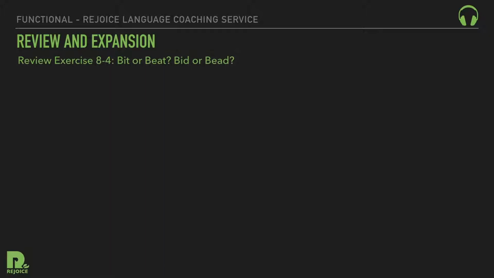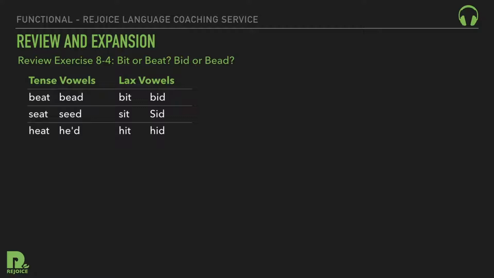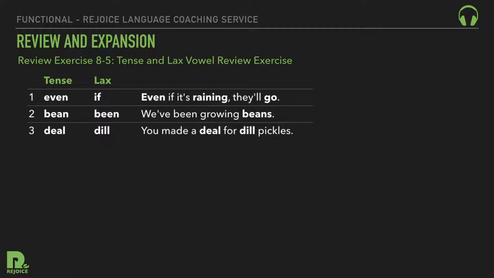Review exercise 4. Bit or beat, bid or bead. Beat, bead, bit, bid. Seat, seed, sit, sid. Heat, heed, hit, hid. Review exercise 8-5, tense and lax vowel exercise. Even, if. Even if it's raining, they'll go. Bean, been. We've been growing beans. Deal, dill. You made a deal for dill pickles.